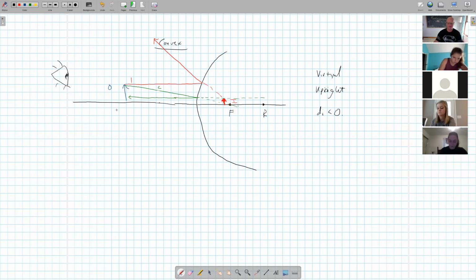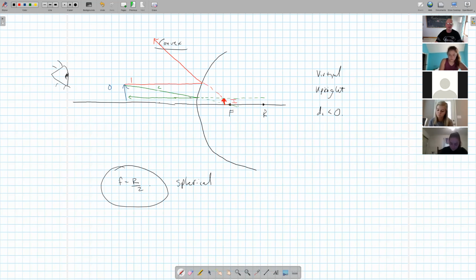First of all, it turns out that for spherical mirrors, the focal length is exactly equal to 1/2 of the radius of curvature. This is always true for any spherical mirror. So if I know the radius of curvature, I know the focal length; it's simply 1/2 of that.